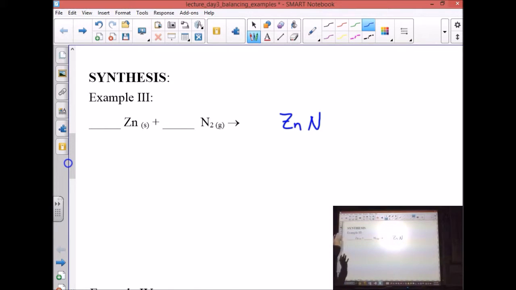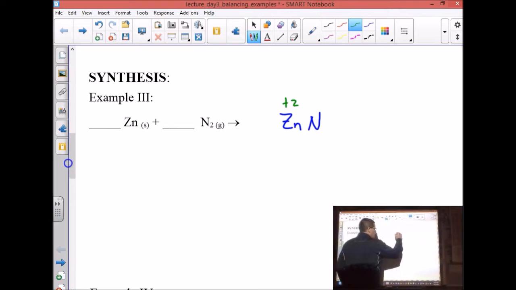The only time you're ever allowed to copy subscripts is when it's a polyatomic. I'm not going to give you a polyatomic in synthesis. Tomorrow, I'll give you polyatomics. Today, no. So, what is the charge on zinc? +2, good. And you get that from the periodic table. What's the charge on nitrogen all by itself? -3, good. It's in 5.